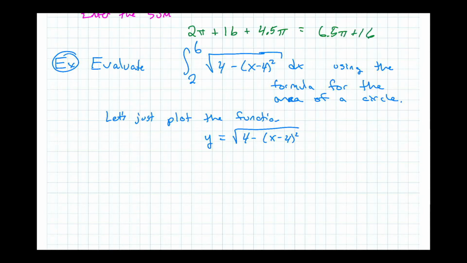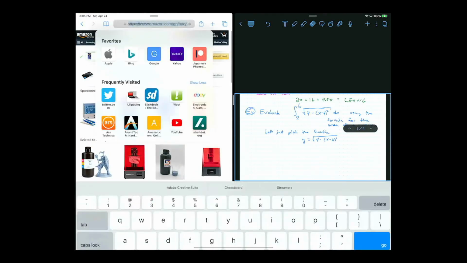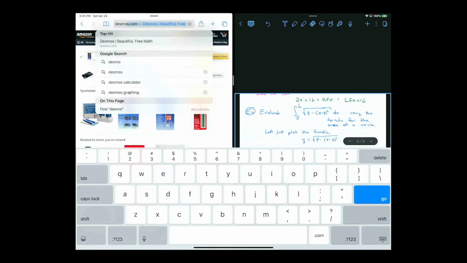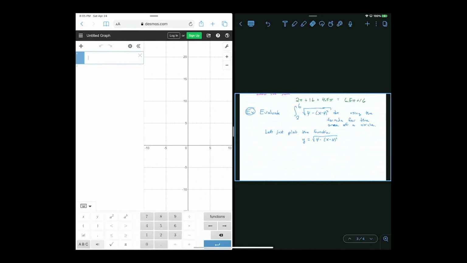So going to do that. See if I can do this. Got Twitter and Amazon up. Let's go Amazon. Desmos. Graphing calculator. All right, so let's type this in. If I type in y equals, and we're looking for this function, I need a square root. Where's that? Square root 4 minus parentheses x minus 4 parentheses squared. All right, so there you go.